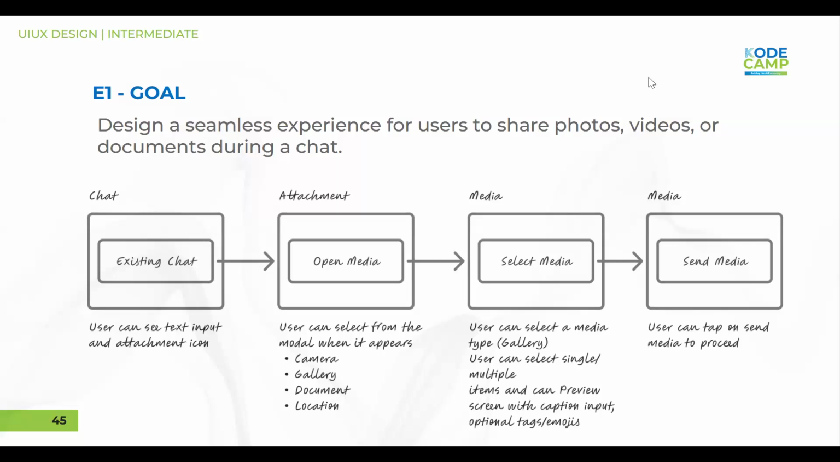Let's assume they took gallery as the media type. So they can select single or multiple items. And they can also preview screens with caption inputs, optional tags, and probably emojis, depending. And they can now proceed to send the media.